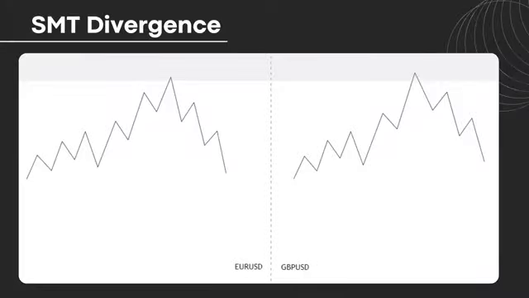Now let's move on and look at some examples of SMT divergence, right? These examples will help you understand this concept even more. So the first example we've got right here is between EU and GU. We've got the EU chart on the left and the GU chart on the right.